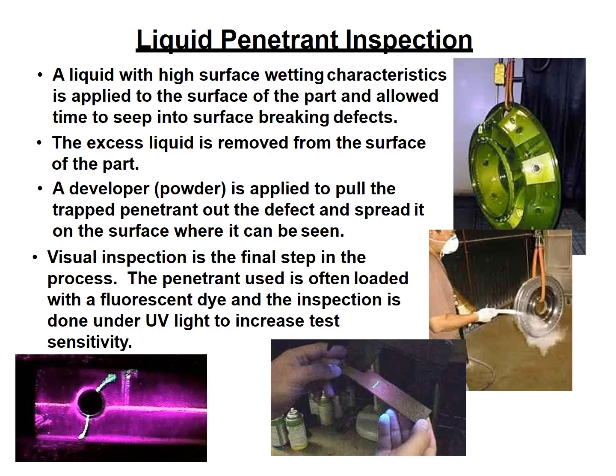liquid penetrant inspection. A liquid with high surface wetting characteristics is applied to the surface of the part and allowed to seep into the surface, breaking defects. The excess liquid is then removed from the surface of the part and the developer is applied to pull the trapped penetrant out of the defect and spread it on the surface where it can be easily seen. Visual inspection is the final step in the process. The penetrant used is often loaded with fluorescent dye and inspection is done under UV to increase the test sensitivity.